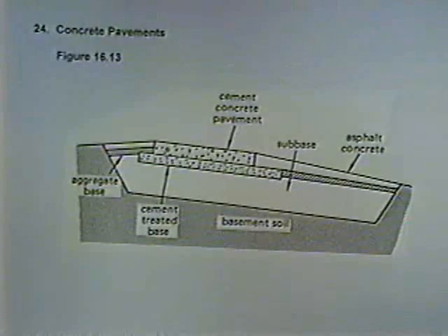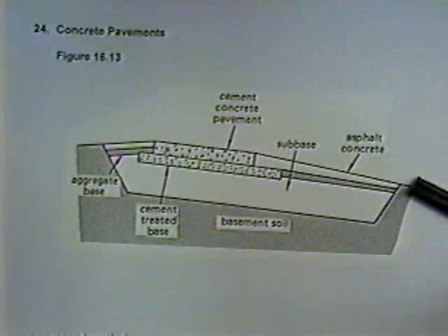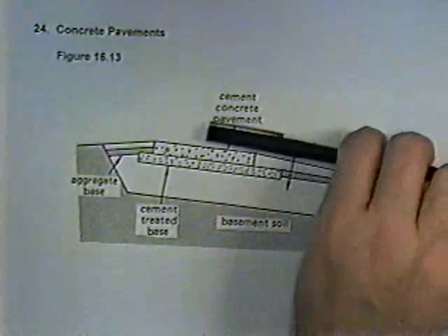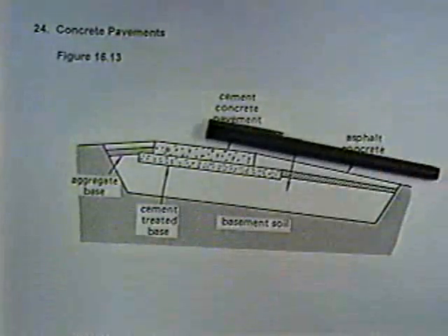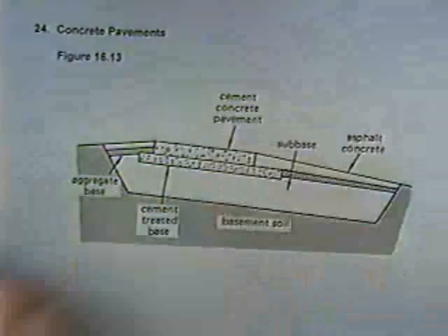This is a cross-section. Cars would be going into this particular slide, but notice that the roadway is sloping from the center outward, and that's for drainage. We'll talk about that in a few minutes.